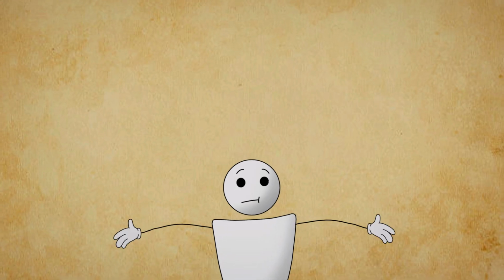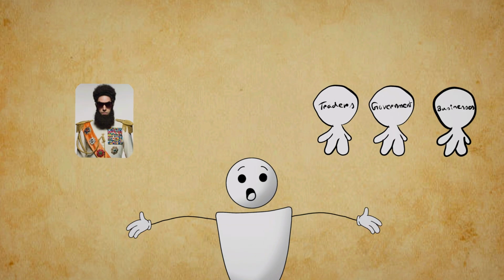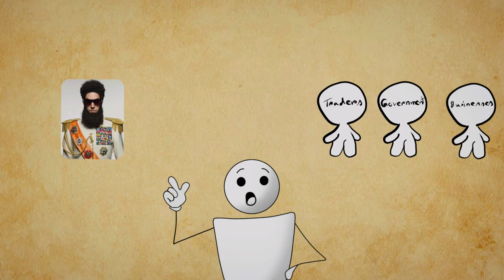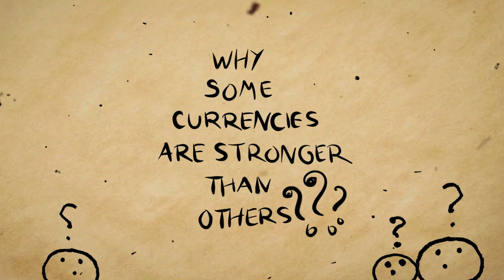So yeah, there's no money dictator. It's just millions of traders, governments and businesses constantly voting on what each currency should be worth. But now the question is, why are some currencies stronger than others?